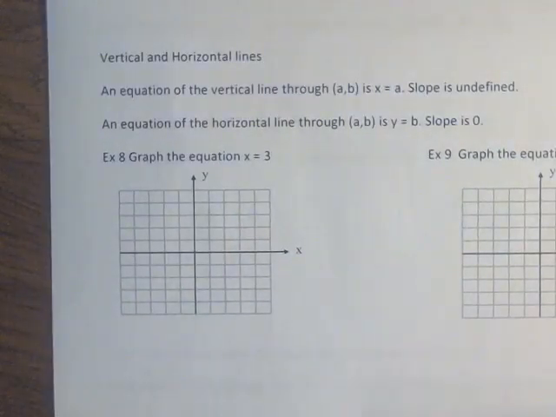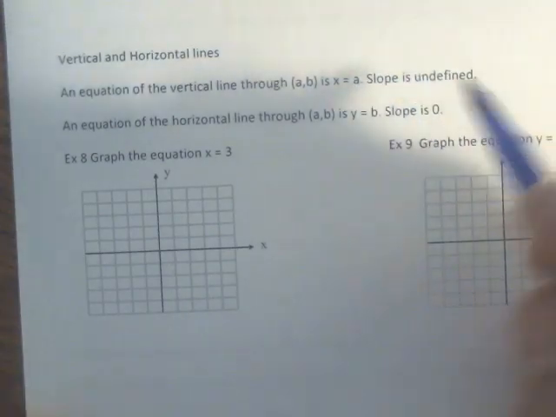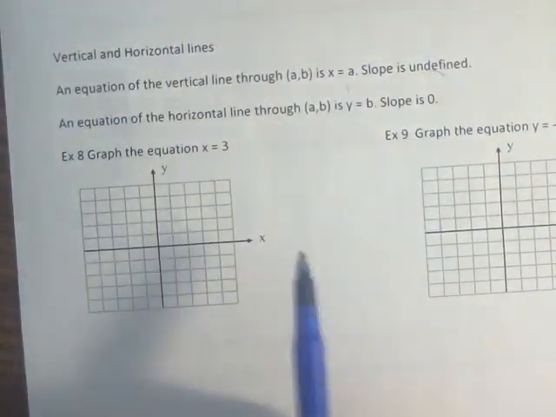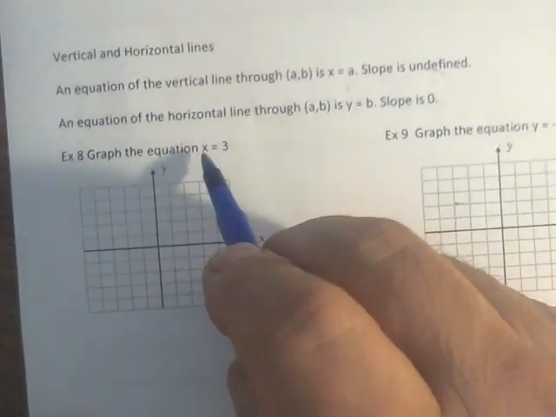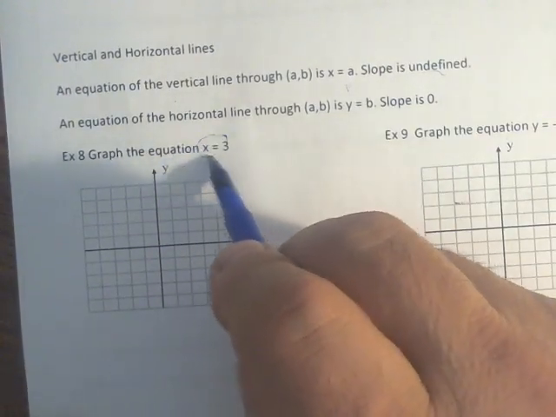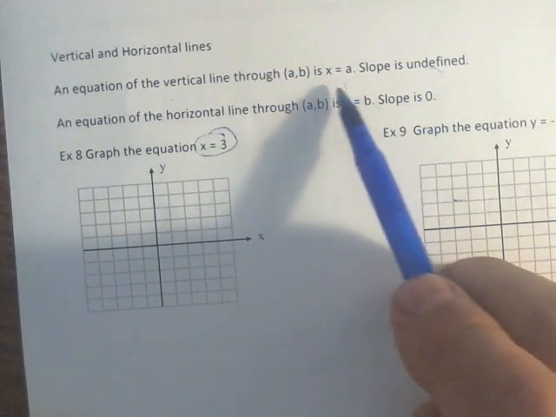All right, vertical and horizontal lines. So we talked about those earlier. Vertical line is straight up and down. Slope is undefined. Horizontal line goes straight across. Slope is 0. So when I want to graph the equation that says x equals, well, that right there is the format for a vertical line.